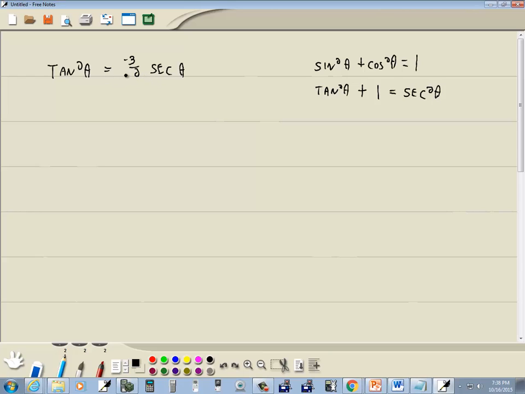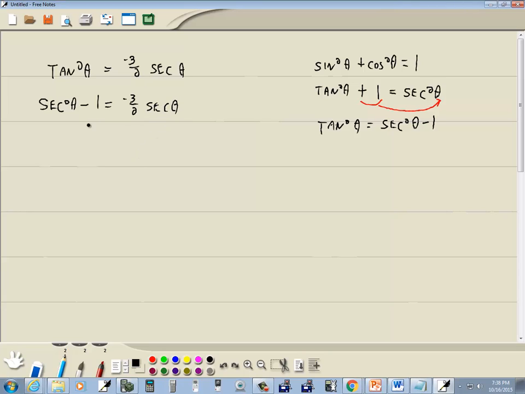Remember, one technique is we try to get everything in terms of the same trig function. So I can rewrite the tangent squared in the following manner. I'll take that 1, move it over to the right side, and we get tangent squared is equal to secant squared minus 1. So we can come up here, replace tangent squared with secant squared minus 1, equals negative 3/2 secant theta.